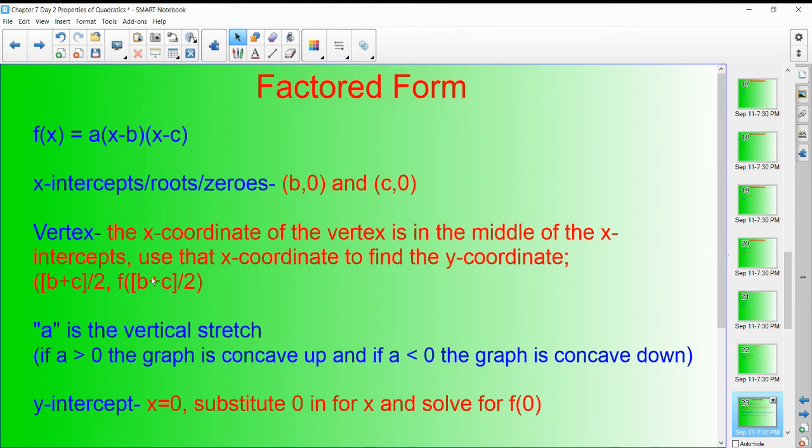And we're going to see that in action. That's a lot of terms. So if you want to pause and write that down, that's great. I will show you what this looks like in context. And then the last two rules are the same for the other forms. The a value is always the vertical stretch. Positive opens up, negative opens down. For the y-intercept, for every single function ever, quadratics, linear, any other functions we do the rest of the year, put 0 in for x, find f of 0 to find your y value.